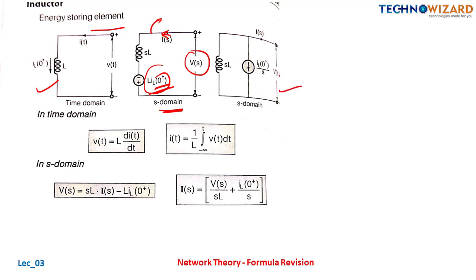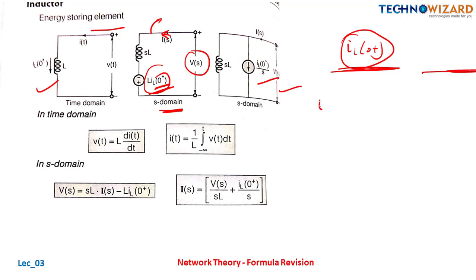And if you are taking a Norton circuit, then SL will be connected in parallel with IL of 0 plus divided by S. That is the current source, the initial current source, the initial current flowing in the circuit. IL of 0 plus is nothing but the initial current flowing in the circuit before switching the circuit.